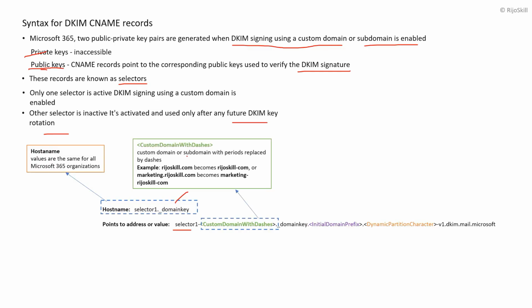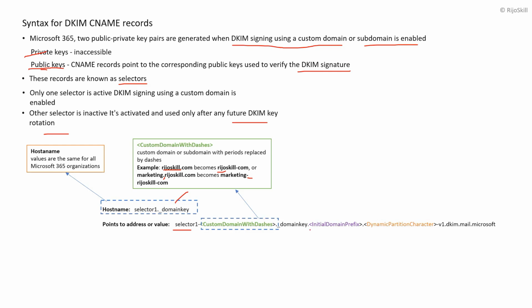Here, for a custom domain or subdomain, the periods are replaced with dashes. So rejoskill.com becomes rejoskill-com. For example, marketing.rejoskill.com: the dots are changed to dashes. That is the value used for selector1 for the custom domain.